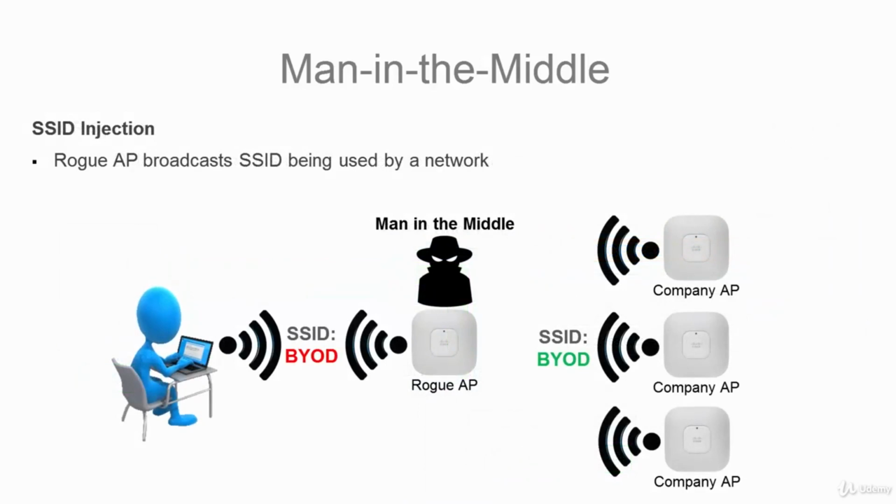The last man-in-the-middle attack that I want to cover is SSID injection. This attack can be accomplished by simply deploying a rogue AP with the same SSID as company broadcasted SSIDs. To avoid SSID injection, make sure to have proper wireless alerts set up so that you're notified if there are rogue APs in the environment, and make sure to have strong authentication policies that would make it difficult for an attacker to replicate.